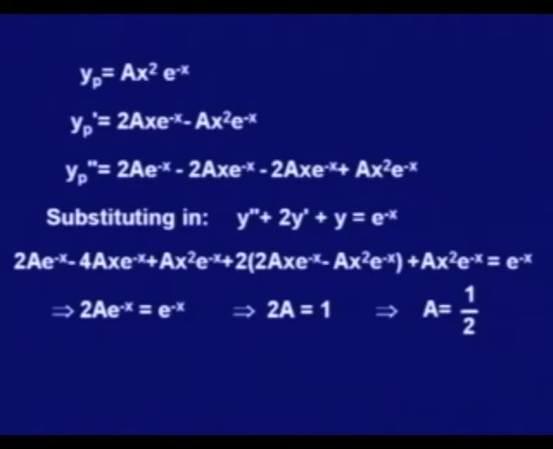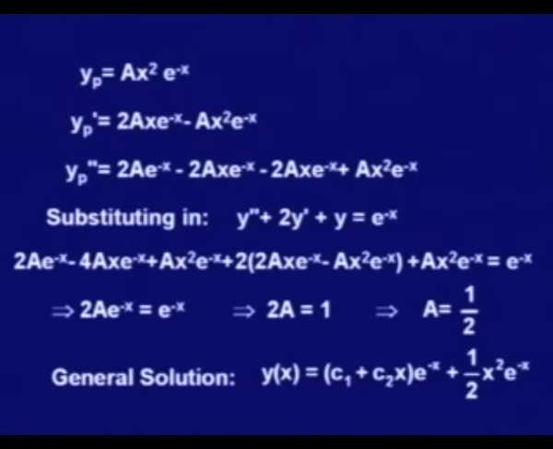So, what will be my yp? yp would be (1/2) x^2 e^(-x). So, the general solution would be (c1 + c2 x) e^(-x), the general solution of the homogeneous equation, plus this particular solution (1/2) x^2 e^(-x). You can check this solution by substituting it in the equation and finding that it satisfies the equation.